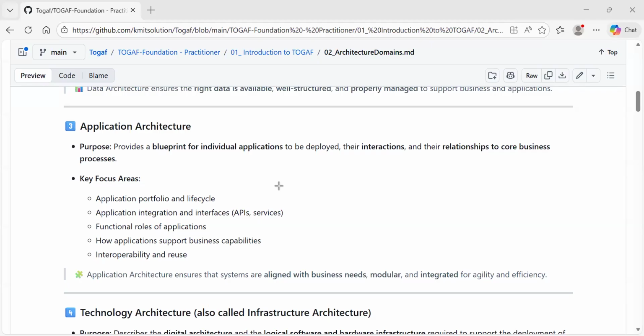Hello everyone, welcome to this lecture. In this lecture, we will see the application architecture.